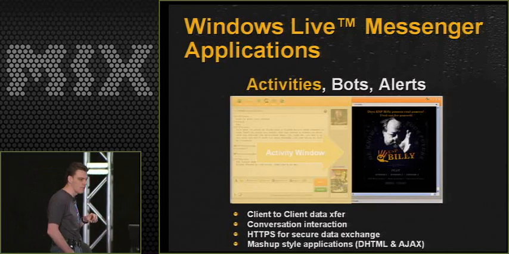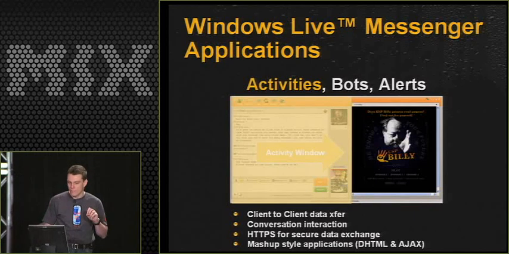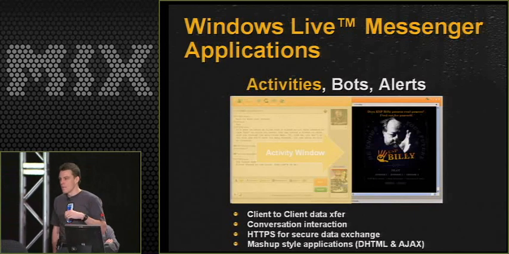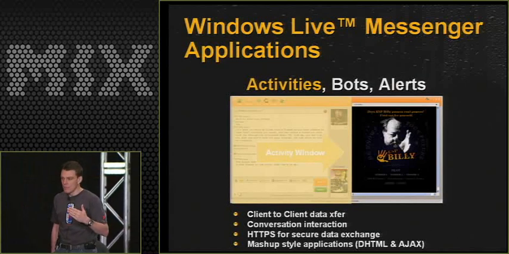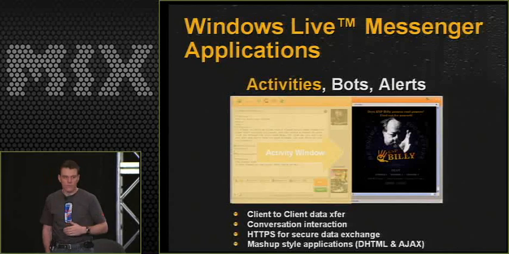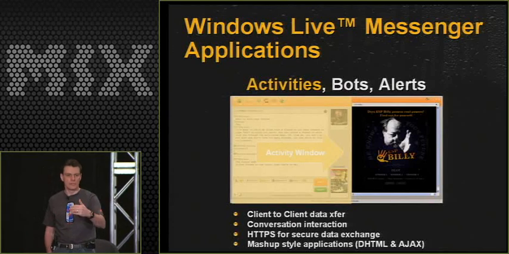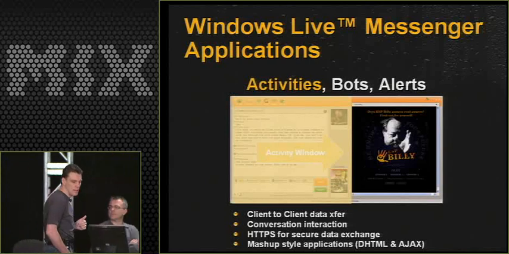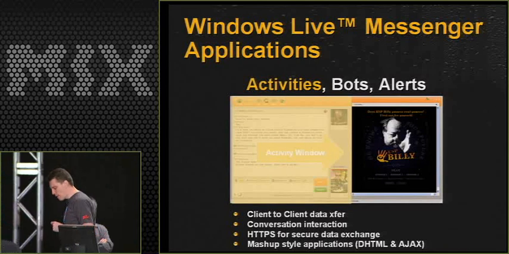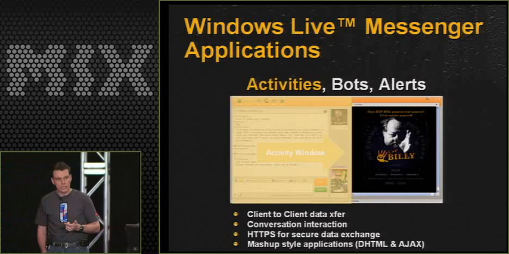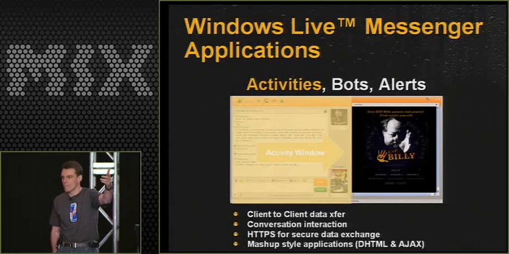A secure mechanism for us is that you can provide HTTPS, so using a secure sockets layer here for data exchange. For example, if you're creating an application where you want to get some personal identifiable data that's related to your business, such as an account number or something like that, they could enter that in the activity window through HTTPS and then have the capabilities to carry on. Also, we have mashup style applications where you can use dynamic HTML or AJAX, so you're using client-side capabilities now instead of having to go out to the server and round trip back to the server.